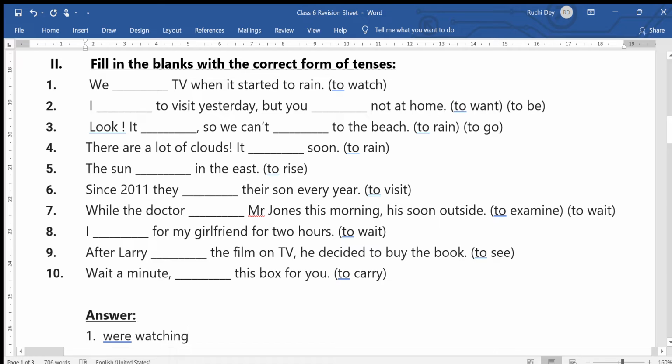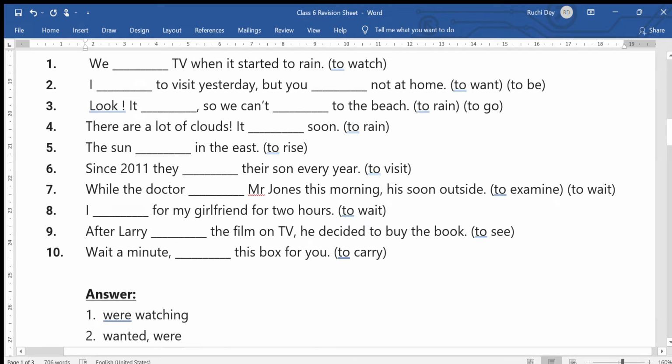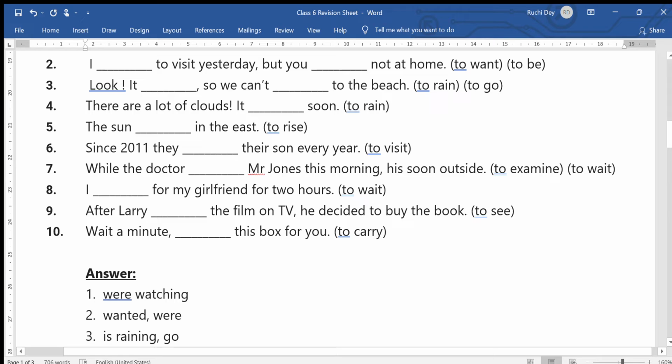We dash TV when it started to rain. And the word in the bracket is to watch. We were watching TV when it started to rain. Now, were is going to be the past form because it started raining in the past tense. I dash to visit yesterday, but you dash not at home. Words in the bracket: to want and to be. I wanted to visit yesterday, but you were not home.